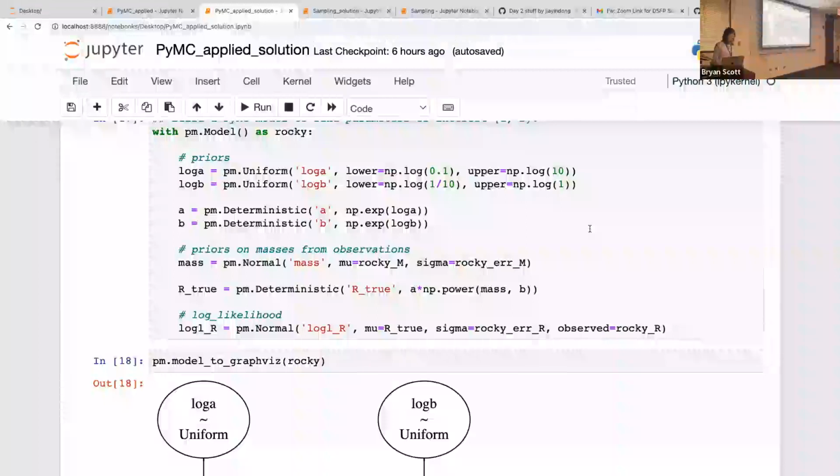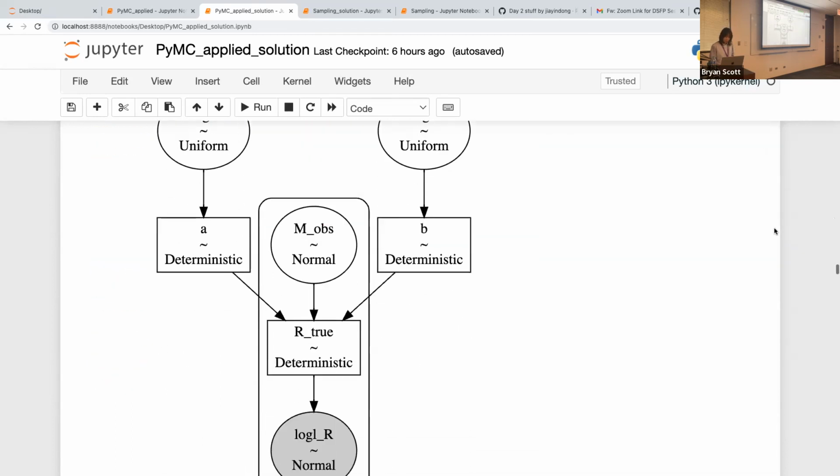And why are we using log A, log B instead of A and B? When we are using a log uniform distribution, we have much better sampling for small values. So if the slope or the scaling is actually 0.03 and we are using a uniform distribution, it won't be able to represent that value. Whereas if you are using a log uniform, it does a good job.